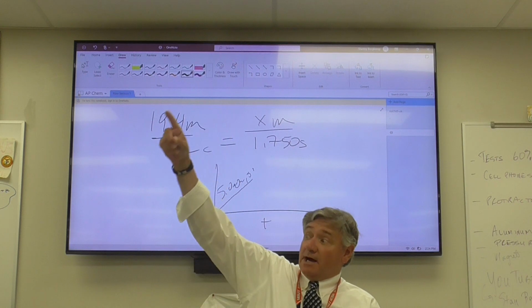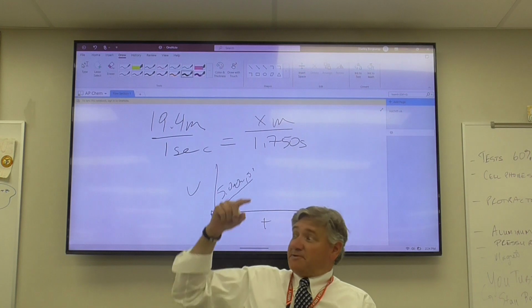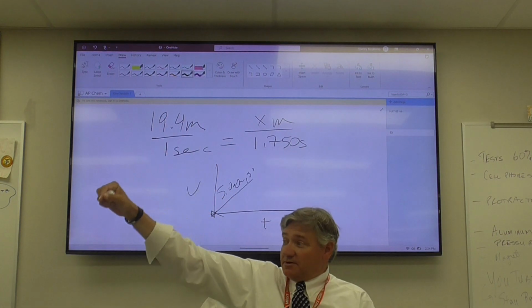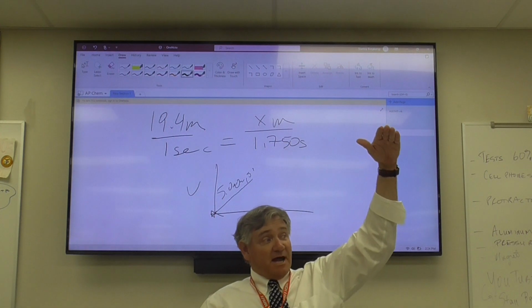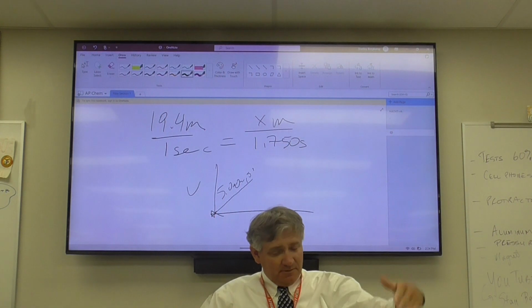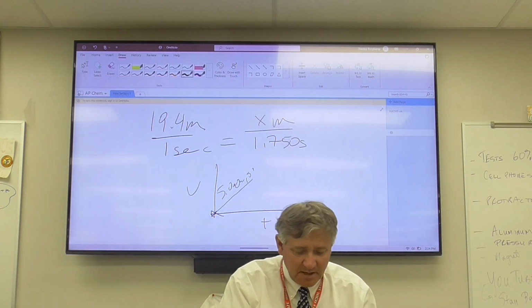Is it going to keep going up? Yes. It's going to keep going up, but it's going to slow down until it reaches the maximum height. Then what's it going to do? Stop, fall back down. Okay? I'm there with you.